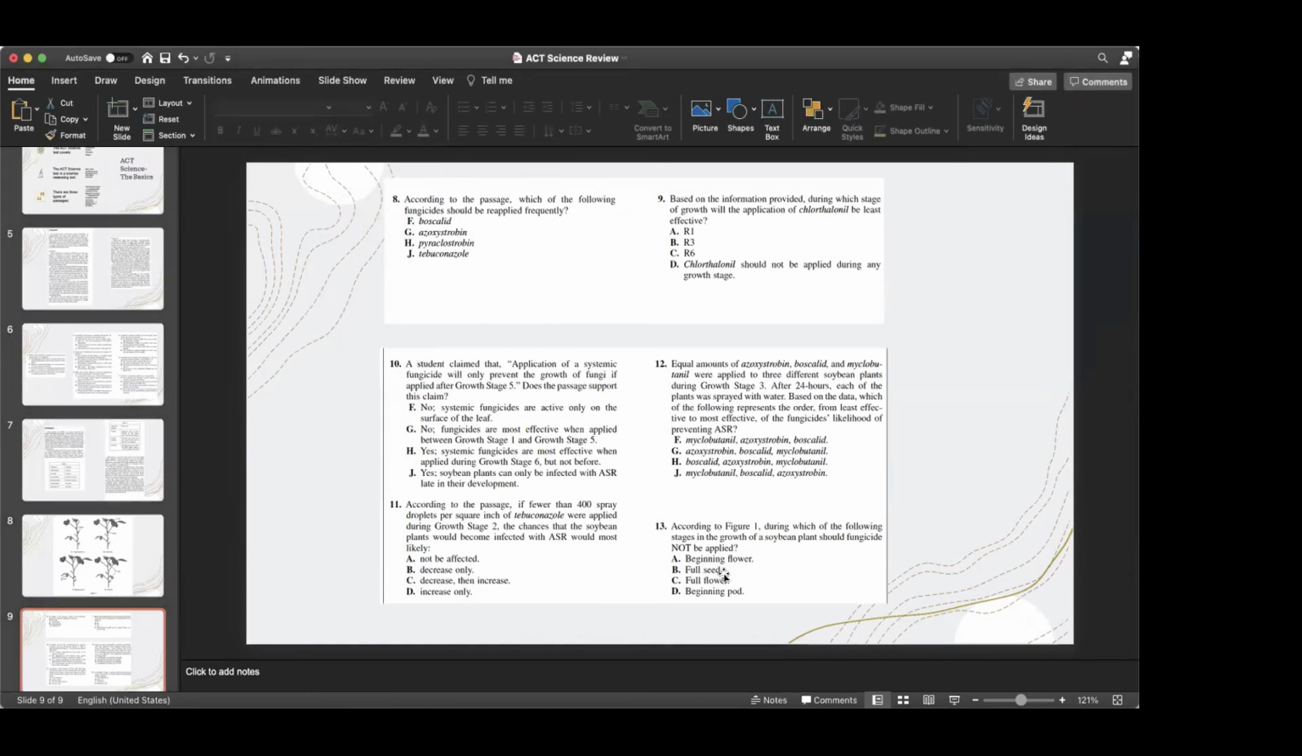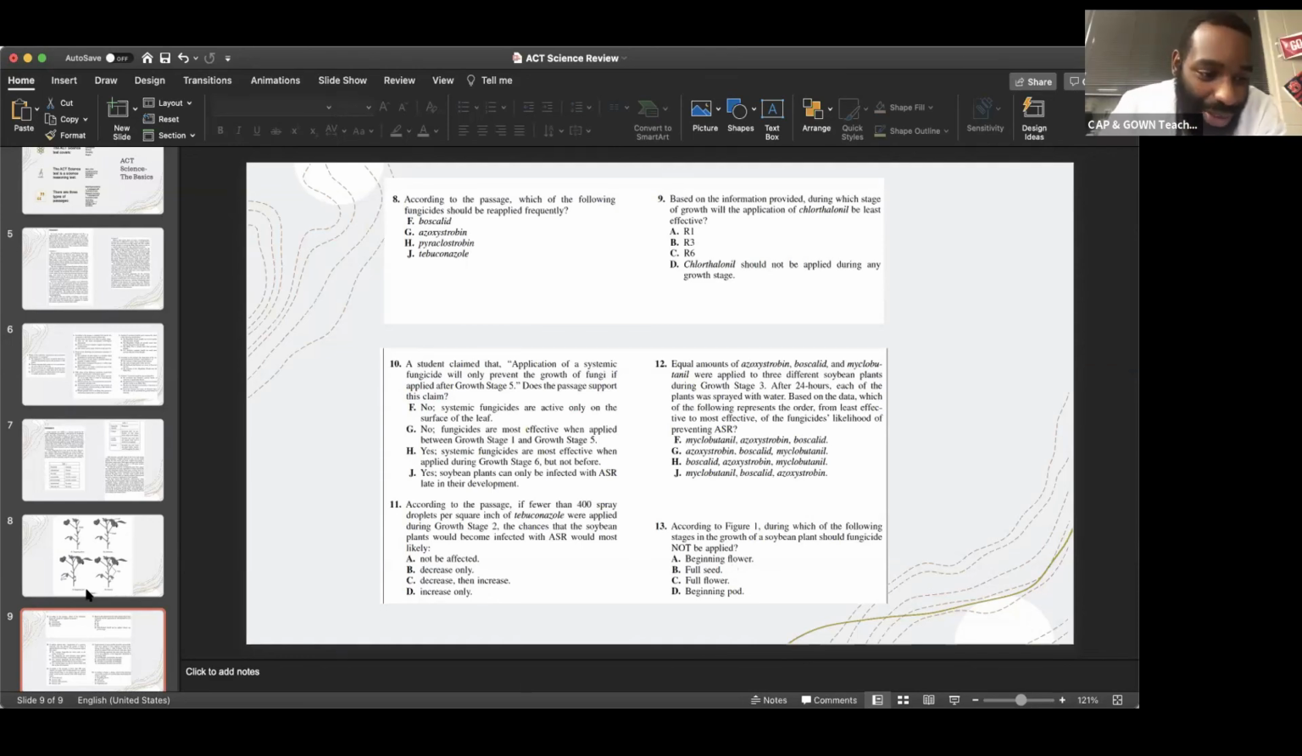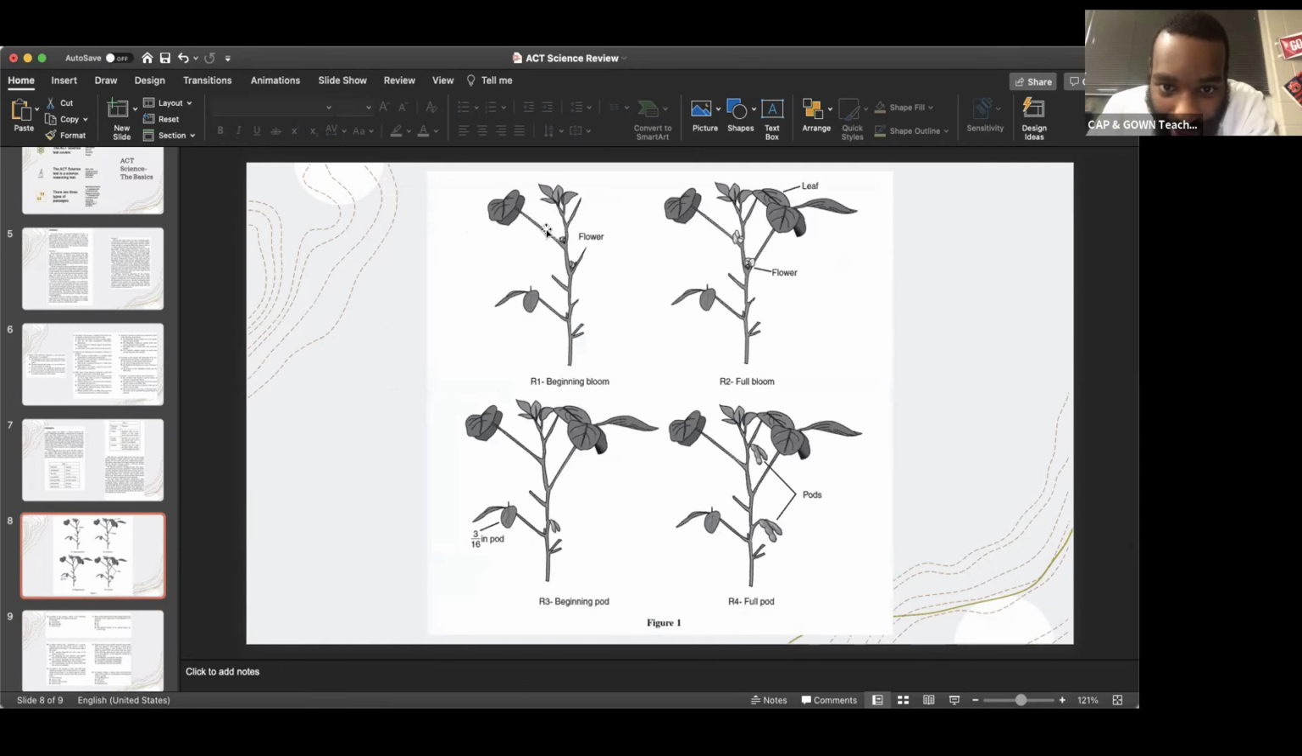Yeah. I thought full seed meant when you put the seed in the ground, before it ever grows. That's why I got a little confused. I thought pod was another word for seed. Yeah, me too. So don't get confused. If you look over here at this picture, it talks about the flower, the leaf, the pod, and the beginning. These are just the different aspects of that.